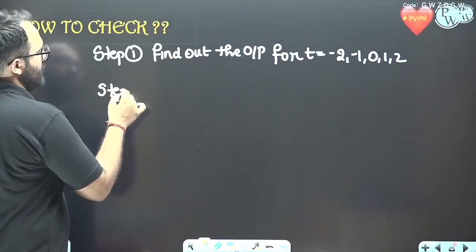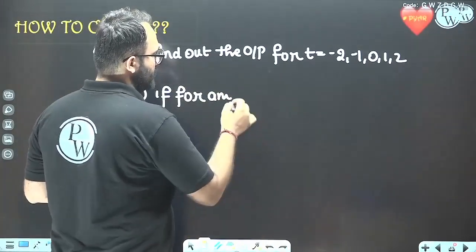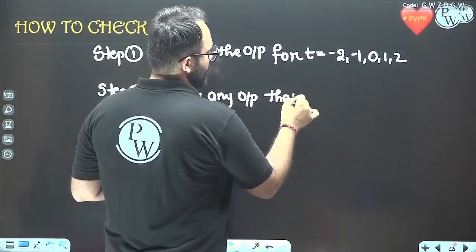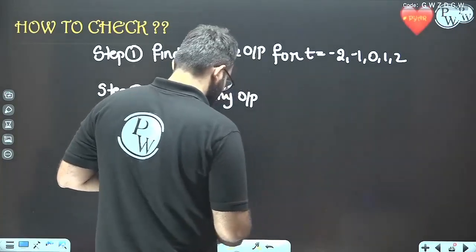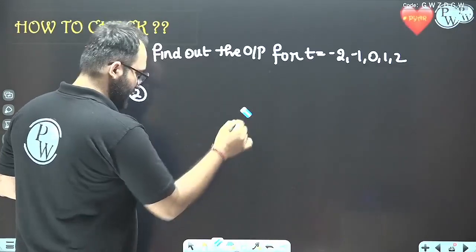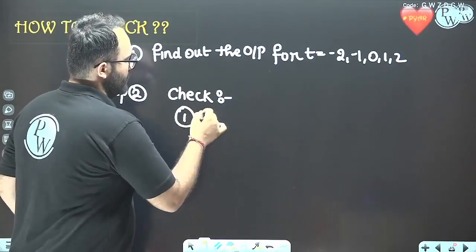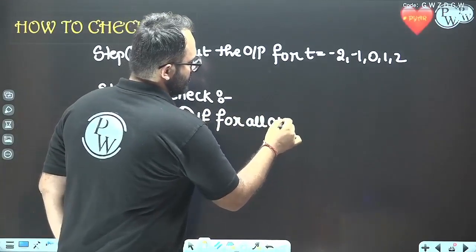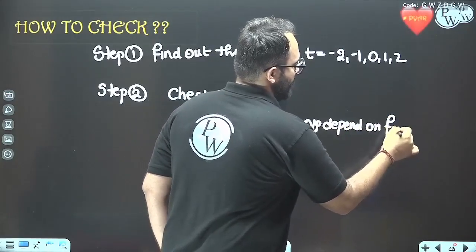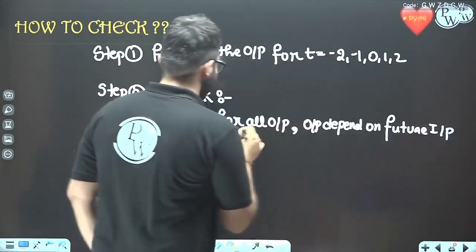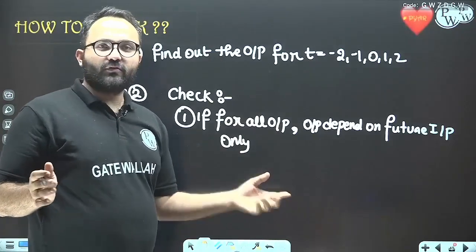Step 2: let me change the statement. What we have to check is this: if for all the outputs that we have found here, the output depends only on the future inputs, then it is anti-causal.